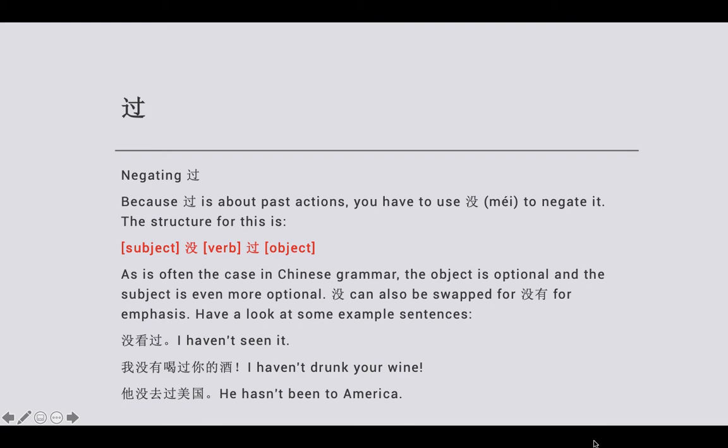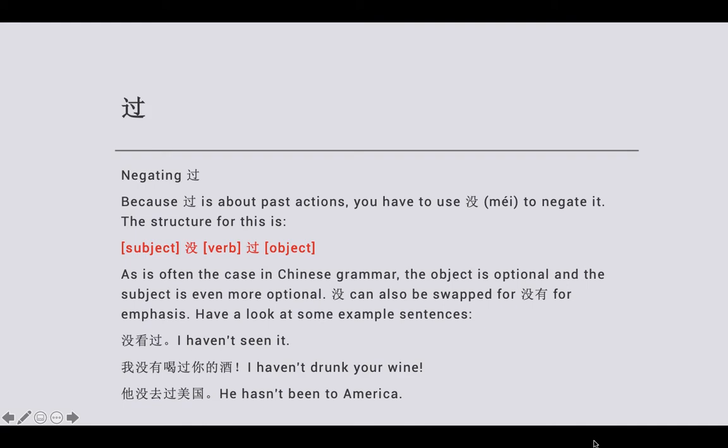没看过，没看过。I haven't seen it. 没看过: 没 plus the verb 看 see plus 过, and here you don't have an object, so you don't need to pay attention to it. 我没有喝过你的酒。主语我 plus 没有 to negate, plus the verb 喝 drink, plus 过, the particle for the past.